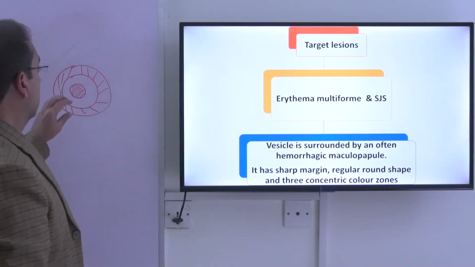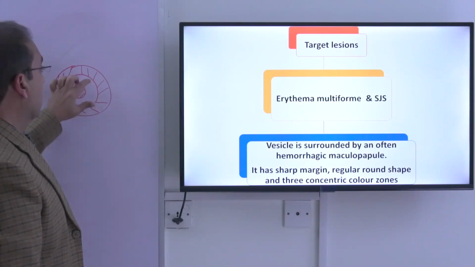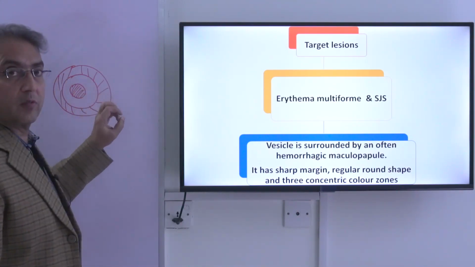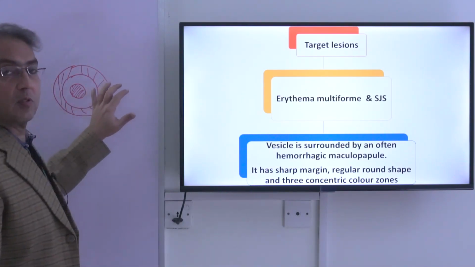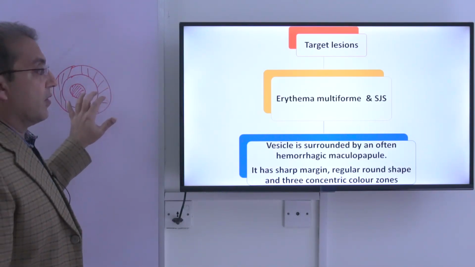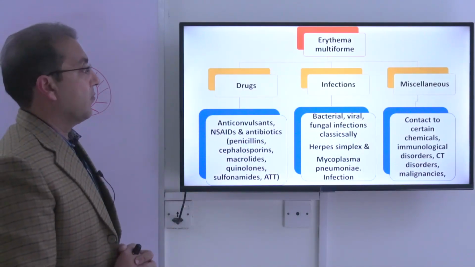So you may have a central vesicle or a bulla, and then you've got a clearer margin, which is because of the edema of the skin, and then you've got a hyperemic margin because of the dilatation of the blood vessels under the skin. See, erythema multiforme.